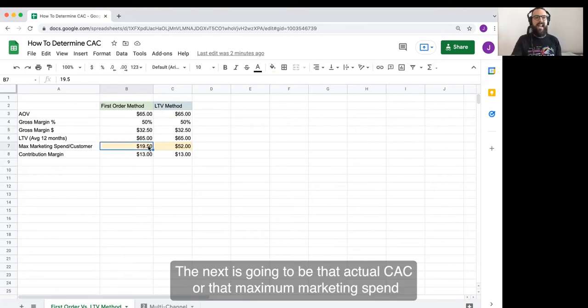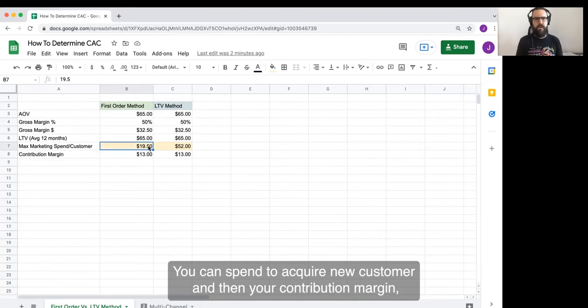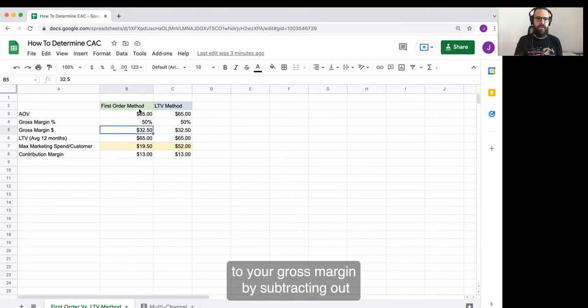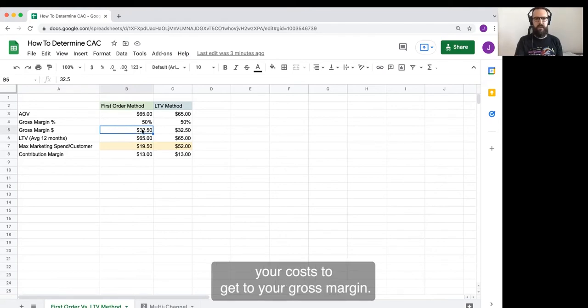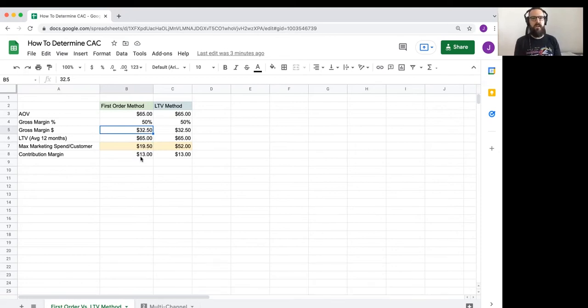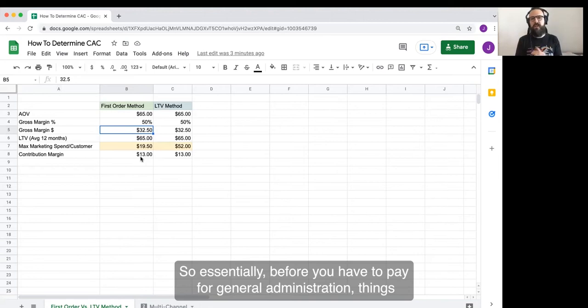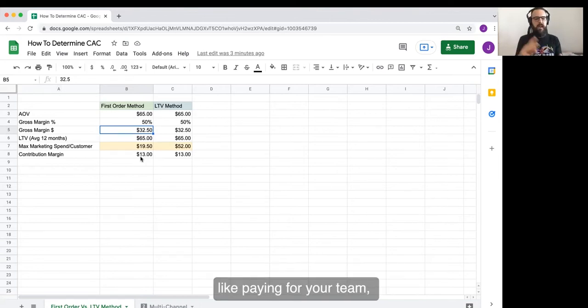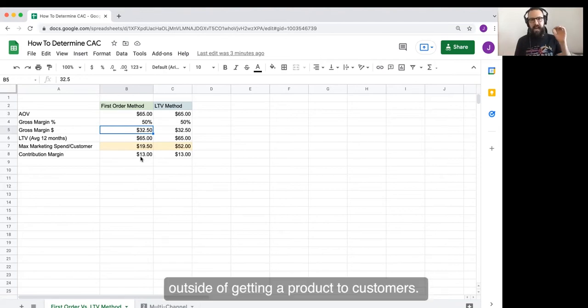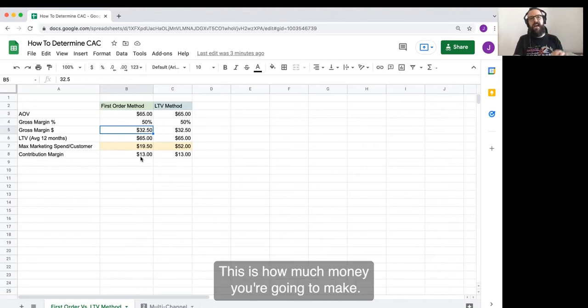The next is that actual CAC, or the maximum marketing spend you can spend to acquire a new customer, and then your contribution margin. Starting from your AOV, you get down to your gross margin by subtracting out your costs, then from there subtracting out your marketing costs to get to your contribution margin. So essentially, before you have to pay for general and administration, things like paying for your team, paying for your offices, paying for any operational parts of your business outside of getting a product to customers, this is how much money you're going to make.